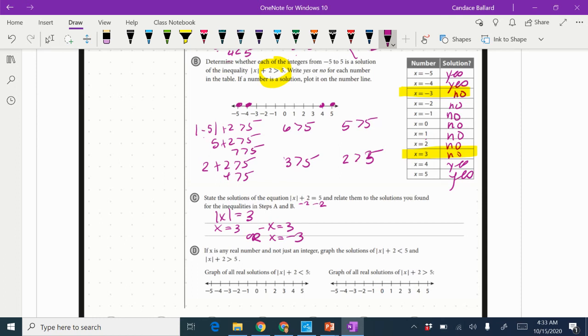So that the inequalities are not equal to in the inequalities.